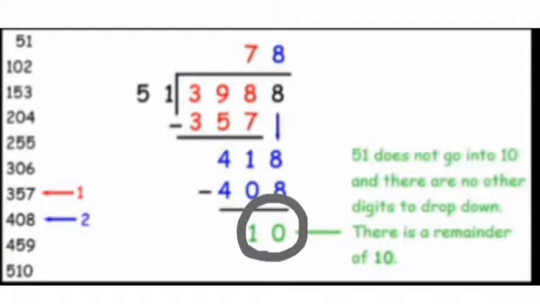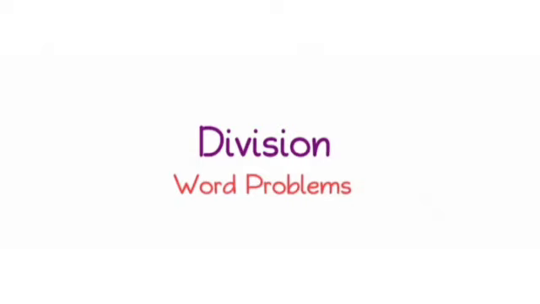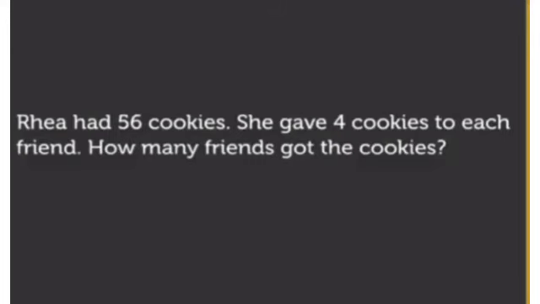Okay students, now let's learn about division word problems. Ria had 56 cookies. She gave 4 cookies to each friend. How many friends got the cookies?